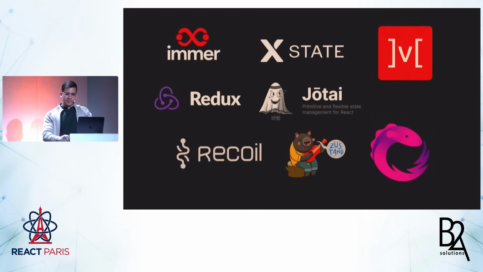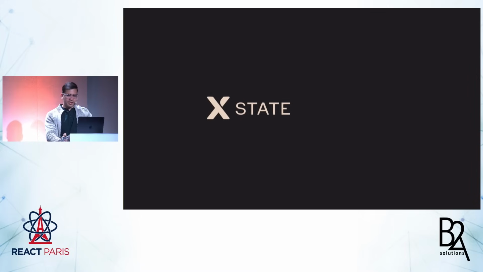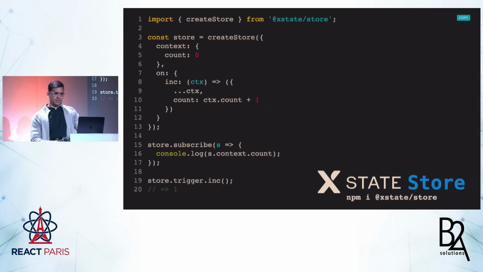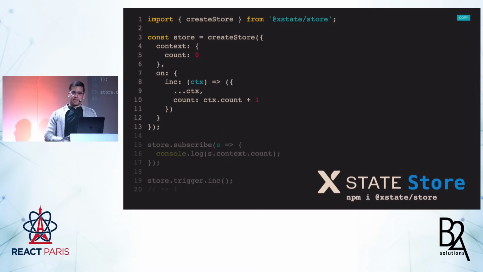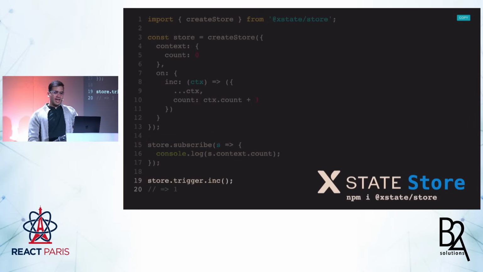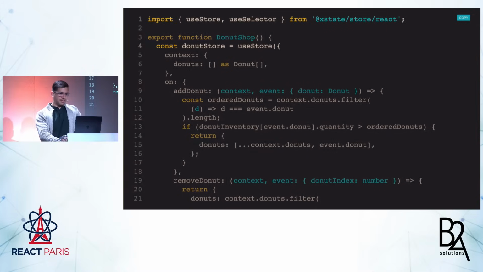Lots of libraries do this, but I want to talk to you real quick about XState, actually XState Store. If you aren't familiar with this library, it's a much smaller version of XState, which allows you to very easily define stores. You import createStore from XState Store, you provide the context, which is your state data, and you provide actions, or ways that you transition the state. Then you could subscribe to state changes, and you could trigger those events just like that. You pretty much know the entire API.